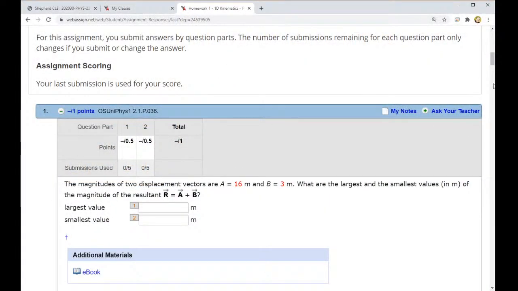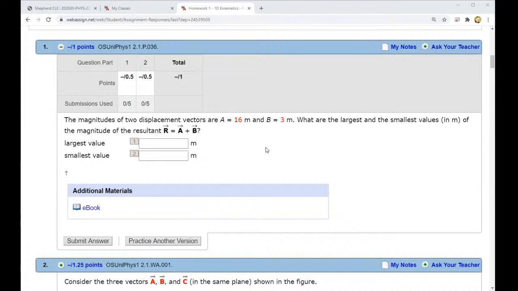But this is what WebAssign looks like. Notice there's a link right here to the ebook. So you can go right to the section in the textbook that deals with this topic. In WebAssign, if there's a number in red, that means every student is getting randomized values. So every student will get different numbers in this problem and thus have different answers.